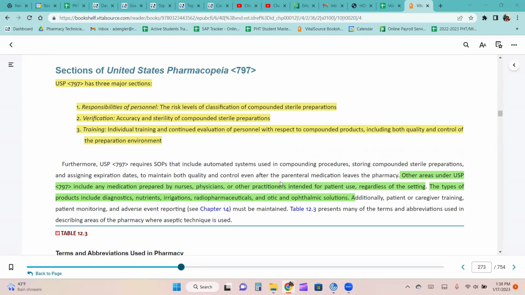Other areas under USP 797 include any medication prepared by nurses, physicians, or other practitioners intended for patient use, regardless of the setting. The types of products include diagnostics, nutrients, irrigations, radiopharmaceuticals, and otic and ophthalmic solutions.